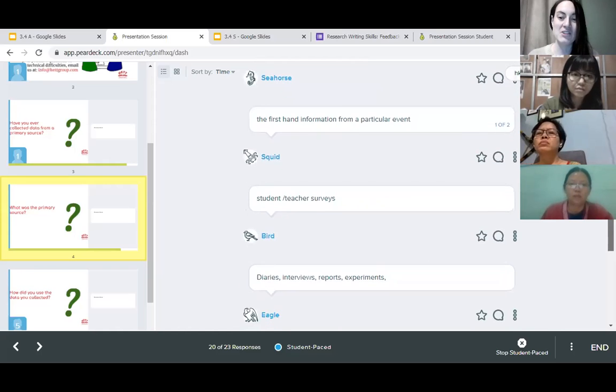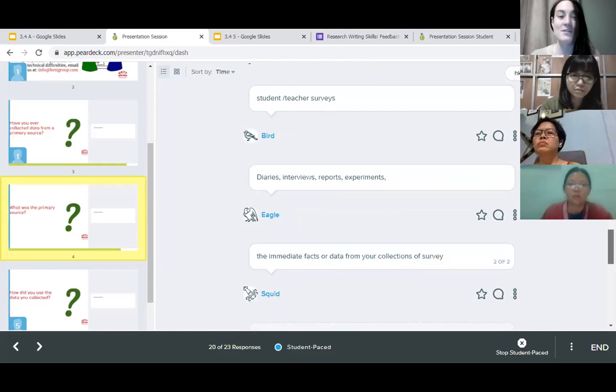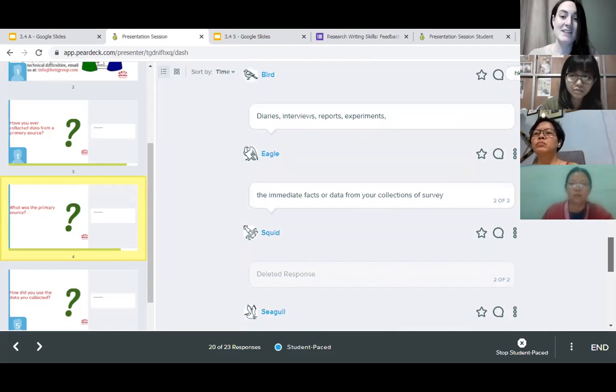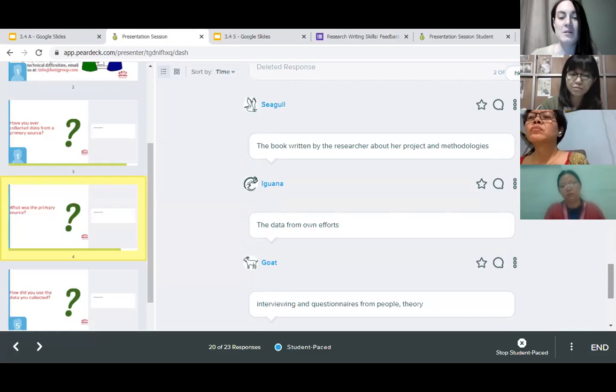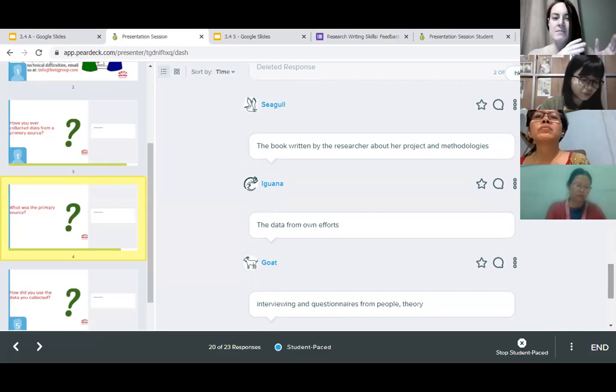The first-hand information from a particular event, student-teacher surveys, yeah. Diaries, interviews, reports, experiments, the immediate facts or data from your collection of surveys, the book written by the researcher about her project and methodologies. Yeah, it depends. If it's by the researcher and it's explaining or showing their data, I would say that's a primary source.